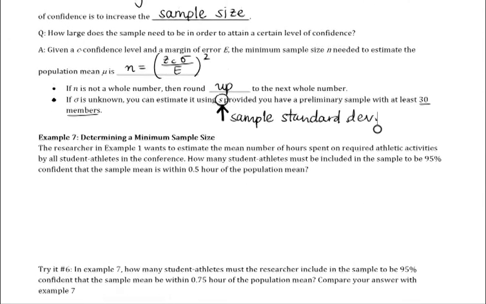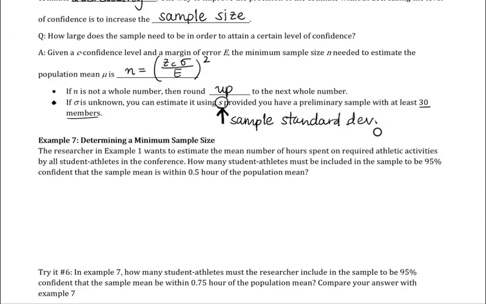Okay, so let's look at example 7. The researcher in example 1 wants to estimate the same thing, the number of hours that are spent on these athletic activities. His question is, how many student athletes must be included in the sample? So we are looking for n. n is what we want. We want to know his sample size. If he wants to be 95% confident, and he wants the sample mean to be within 0.5 hours of the population mean, then 0.5 hours is our error.